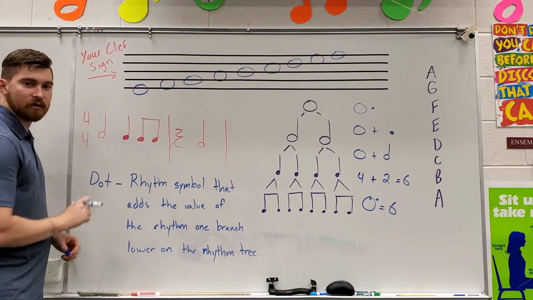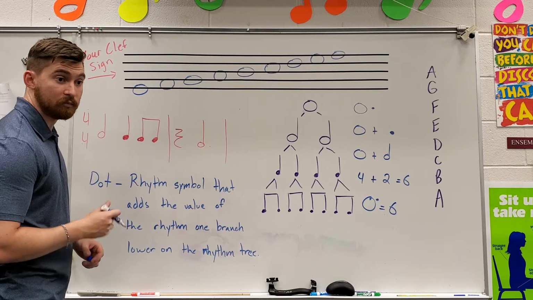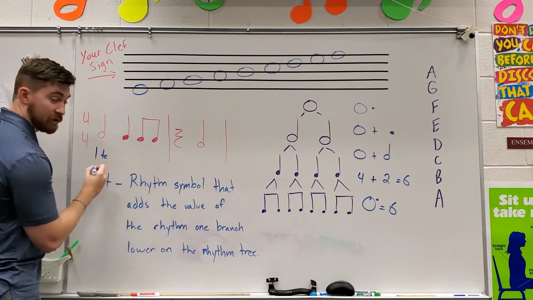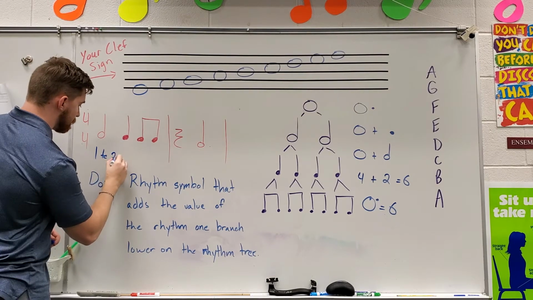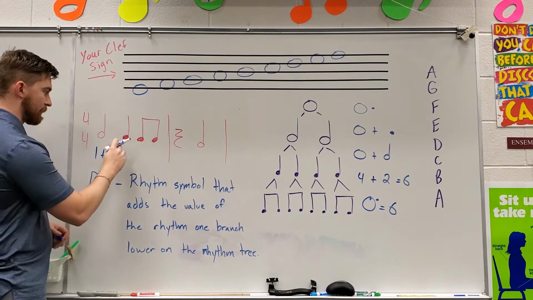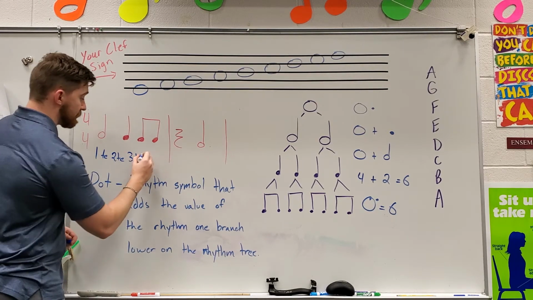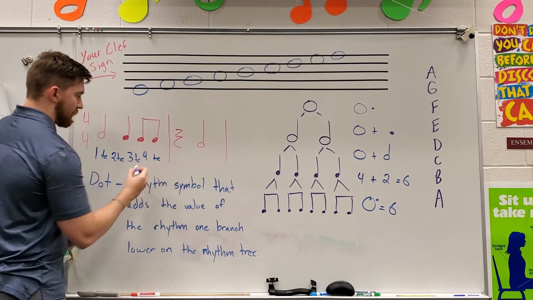So starting here at the very beginning, we have a half note on beat 1, so we'll start that as 1 tay, but because it's a half note, it also carries through 2 tay. Underneath the quarter note, we'll have 3 tay. And then for the eighth notes, we'll have 4 and tay.